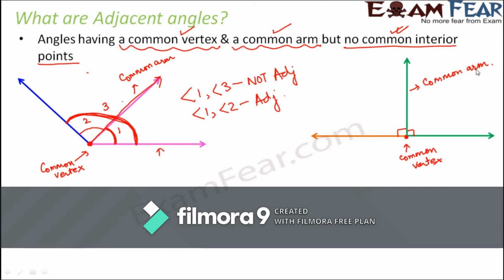What about common interior points? For this angle, this region would be the interior region. For this angle, this region would be the interior region. So they cannot have any common interior points. Therefore, we can say that these two angles are also adjacent angles.